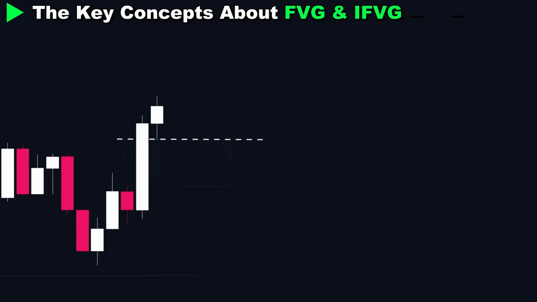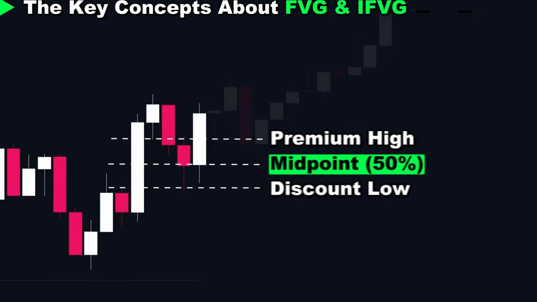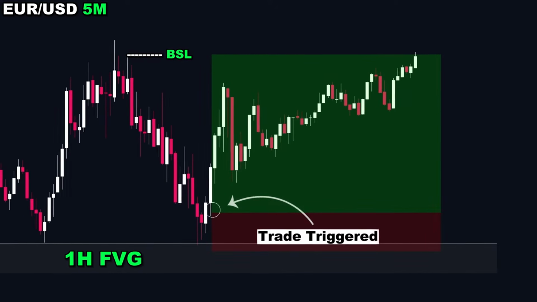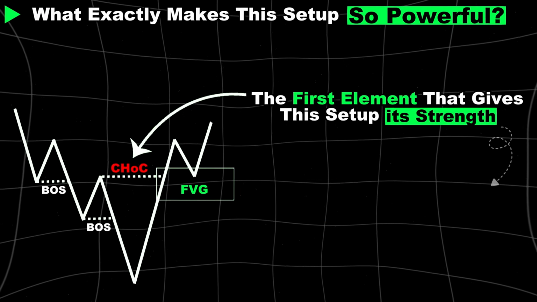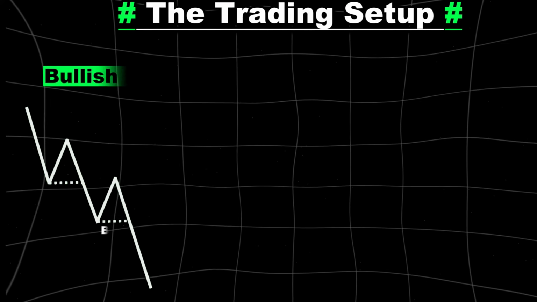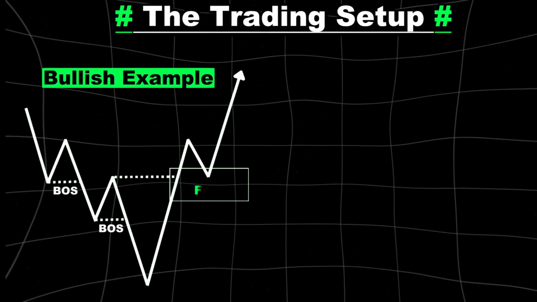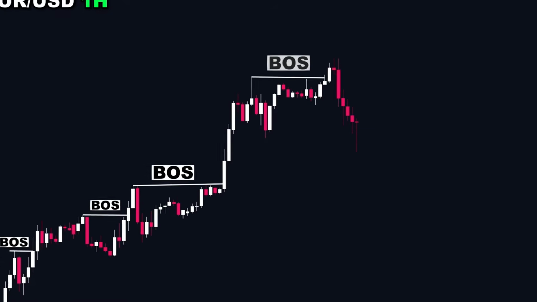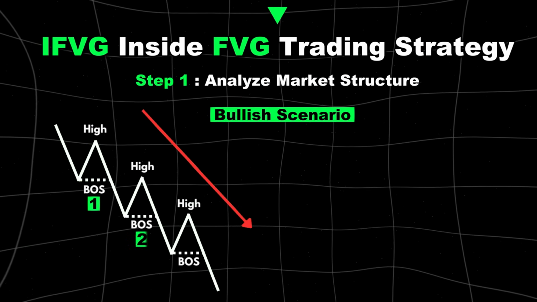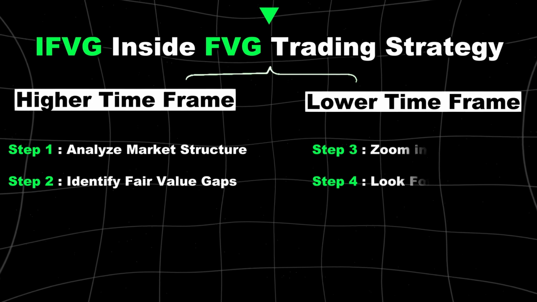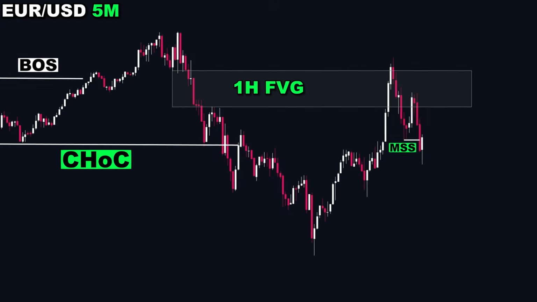Fair value gaps are one of the most powerful core concepts in trading, and when used correctly, they can significantly boost your win rate. That's why, in today's episode, we're breaking down an advanced trading strategy built around fair value gaps and smart money concepts, a high probability setup that delivers clear A-plus trading opportunities backed by institutional logic. We'll go through everything step by step, from the theory all the way to live examples. By the end of this video, you'll have a complete, actionable roadmap to confidently apply this strategy in your own trading.